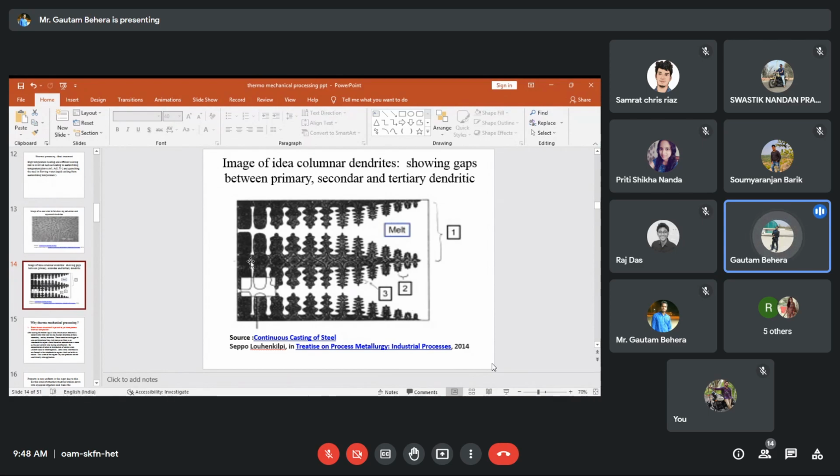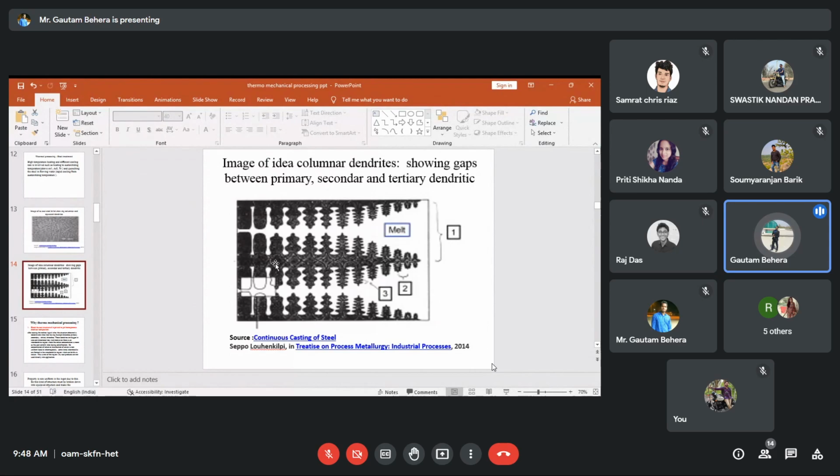Suppose I am talking about this middle dendrite. This is your primary. This part is the primary. These ones are the secondaries, right? They are perpendicular to the primary. And tertiary are the small parts, the small branches here. You can see the small branches here are tertiary.